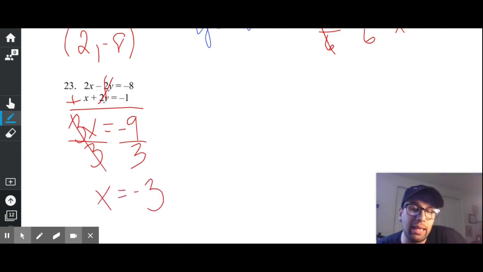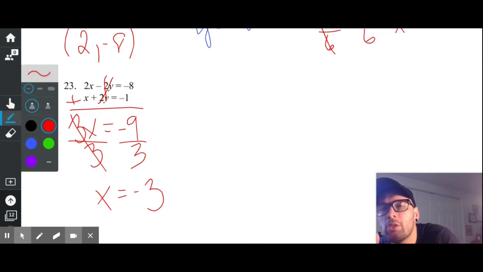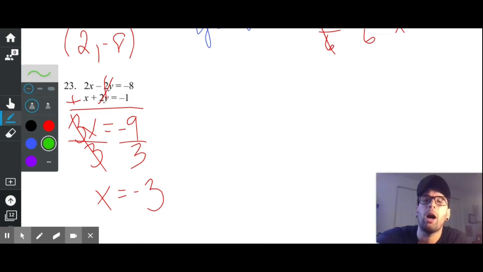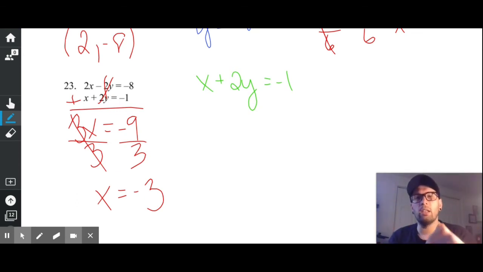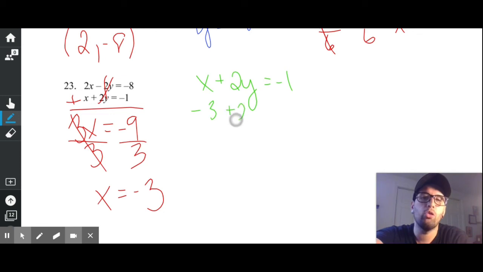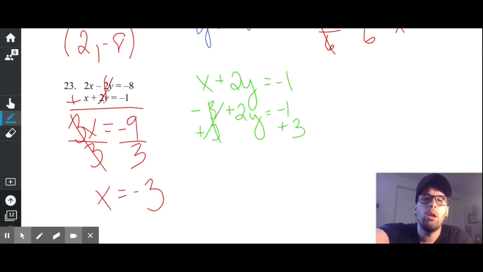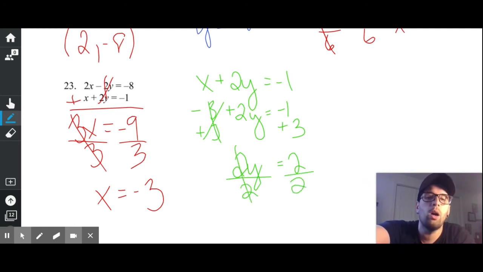Now that I have x is negative 3, I need to get y. So you take that x and plug it into any equation. I'm going to plug it into the bottom equation because it looks a little bit friendlier than the top equation. So I'm going to rewrite the bottom equation, x plus 2y equals negative 1. I'm going to change x into negative 3. Negative 3 plus 2y equals negative 1. I'm going to add 3 to both sides to get y all by itself. 2y equals negative 1 plus 3, which is 2. Is y all by itself? No. What is in the way? 2. Divide by 2, and y is 1.